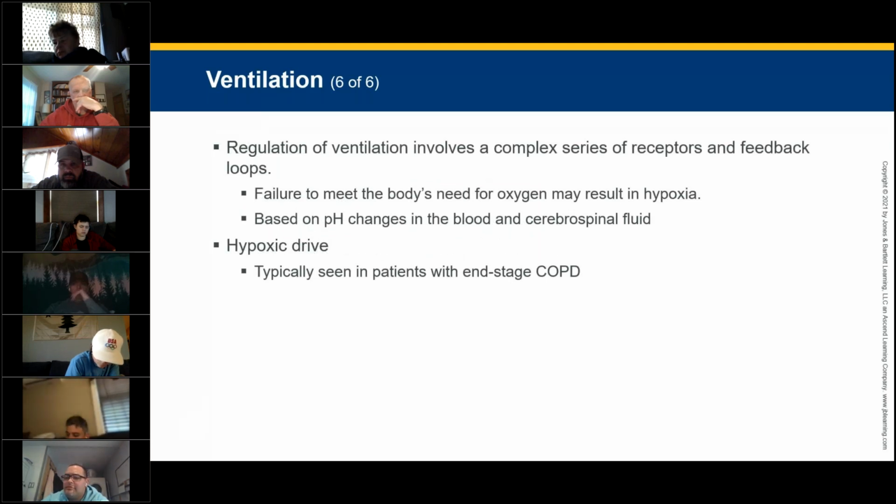The regulation of your ventilation involves a complex series of receptors and feedback loops that can sense the different gas concentrations in your body, which then sends messages to the respiratory center in the brain to adjust the rate and depth of your ventilation. Your body's need for oxygen constantly changes, and failure to meet the need could result in hypoxia, which is a condition in which the tissues and cells of the body don't get enough oxygen. Hypoxic patients can die quickly.